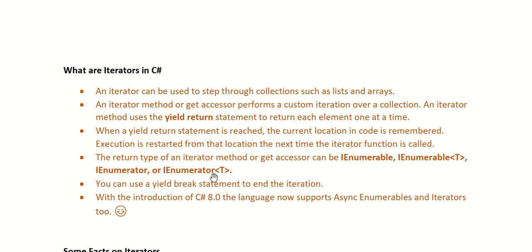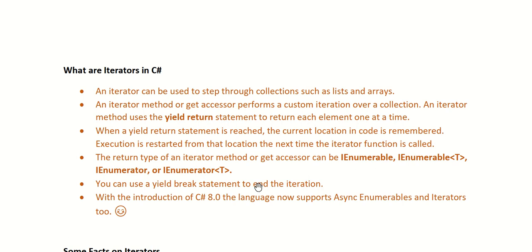The return type of an iterator method or get accessor can be IEnumerable of a generic type, IEnumerator, or IEnumerator of a generic type. You can use a yield break statement to end the iteration. This one-by-one element delivery is kind of a data source which can generate the collections over some period of time. So that's what these iterators are.